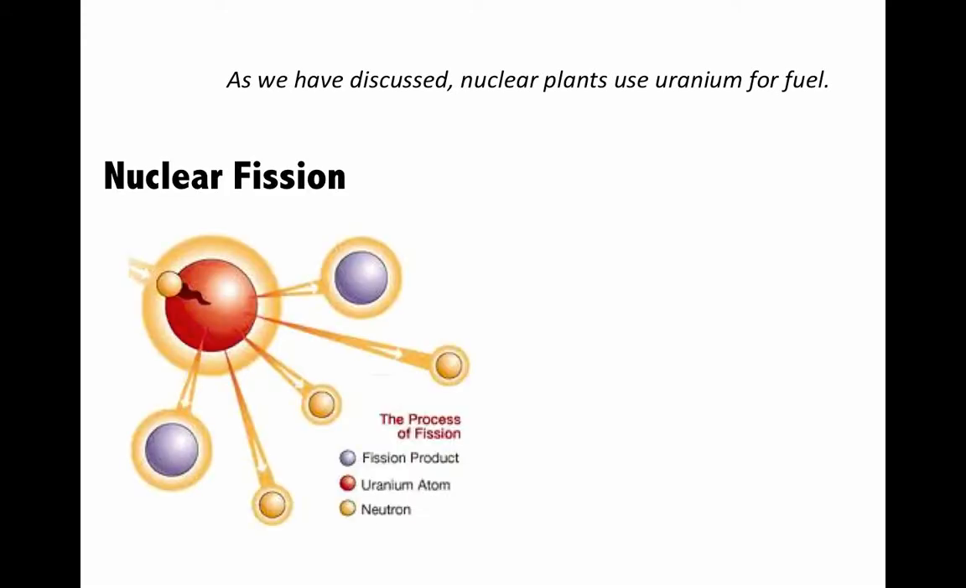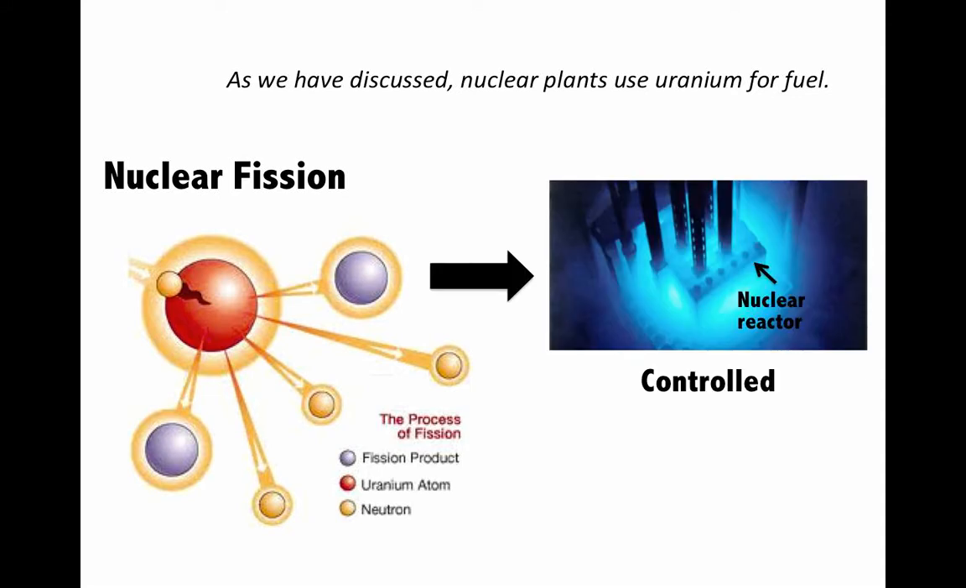As we've discussed, nuclear power plants use uranium for fuel. Remember, this was the red molecule that we saw breaking apart during nuclear fission. The uranium is mined from the ground, like coal or copper. Then it's put into a special container called a nuclear reactor. Inside the reactor, it can be controlled, and uranium gives off energy in the form of heat.